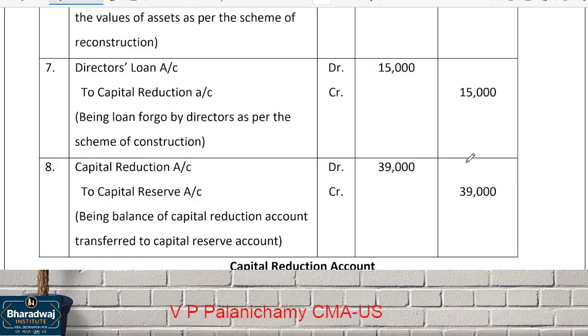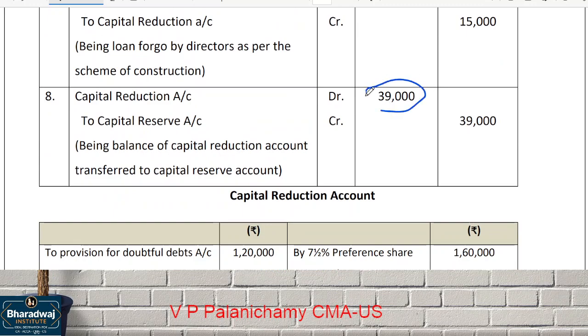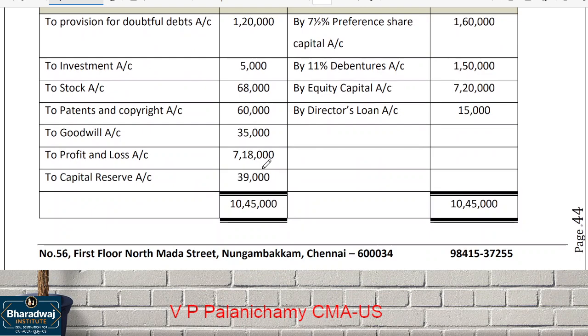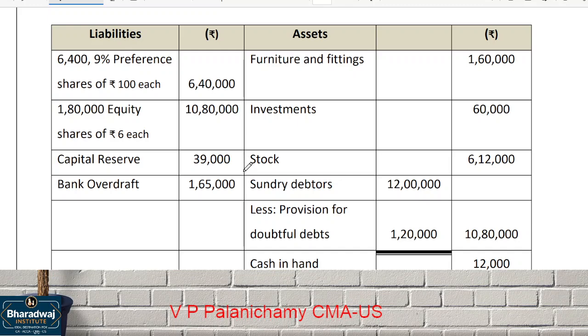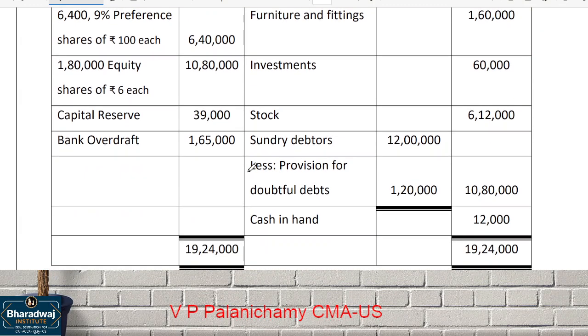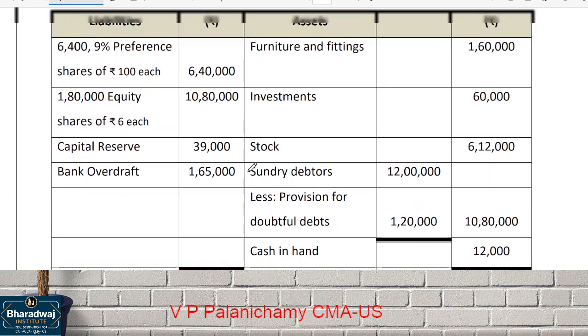If we prepare the capital reduction account, the balance will be how much? 39,000. That 39,000 is transferred to which account? Capital reserve account. And they prepared the balance sheet after that. This is a traditional format of balance sheet. In 2014 it was traditional format. Okay, it was a 2014 question paper. But you have to do it as per the new format.